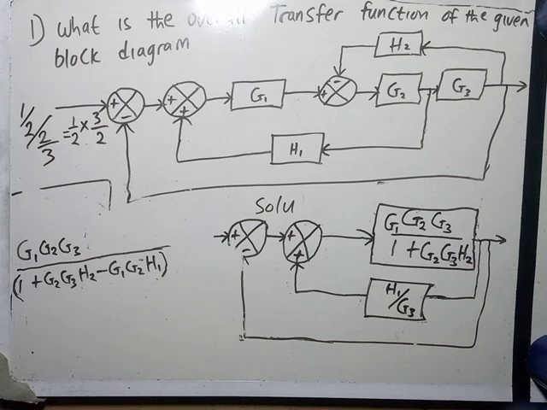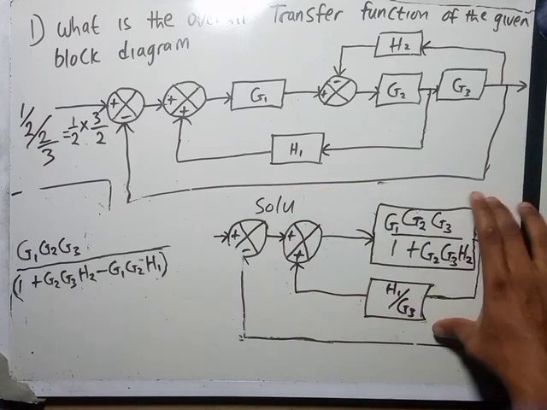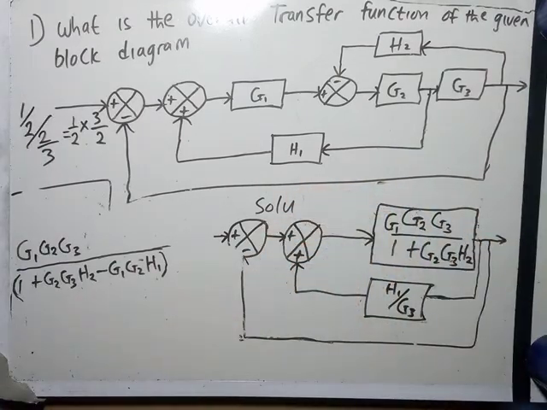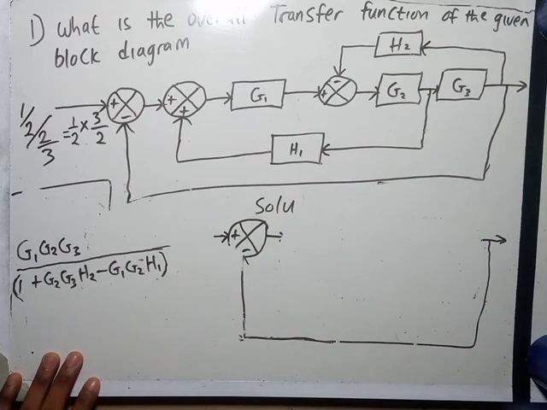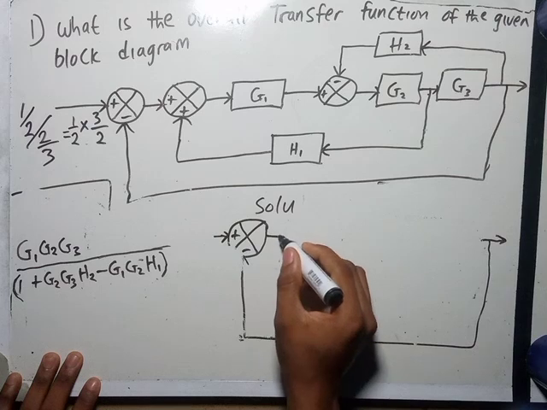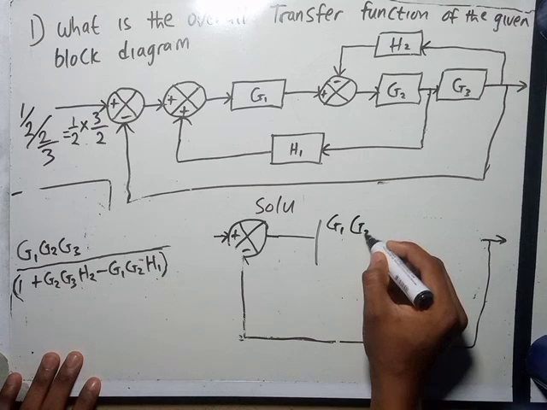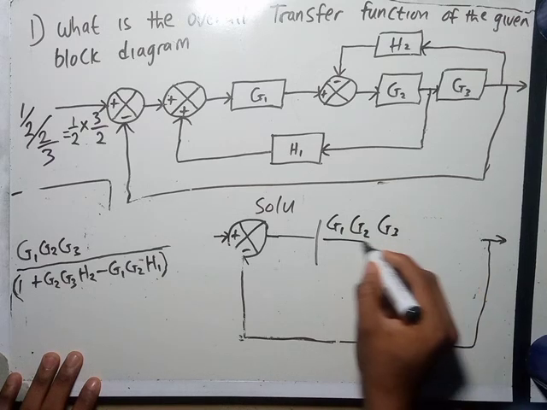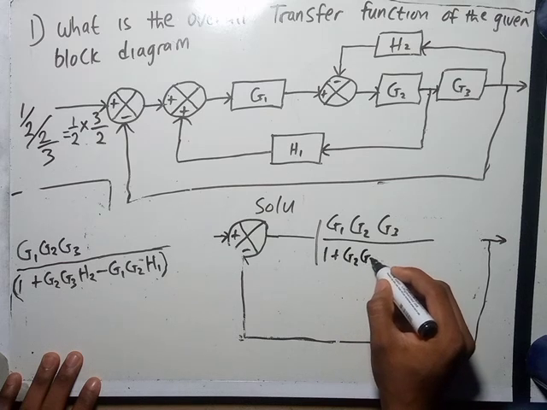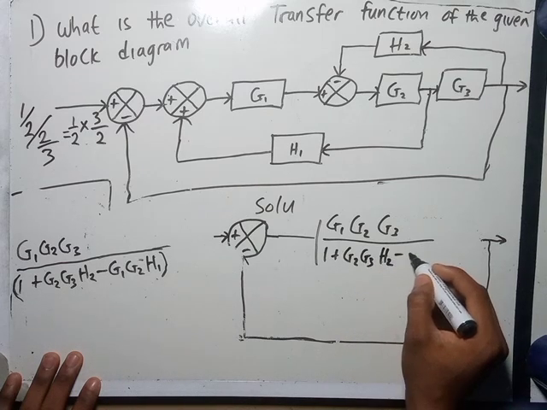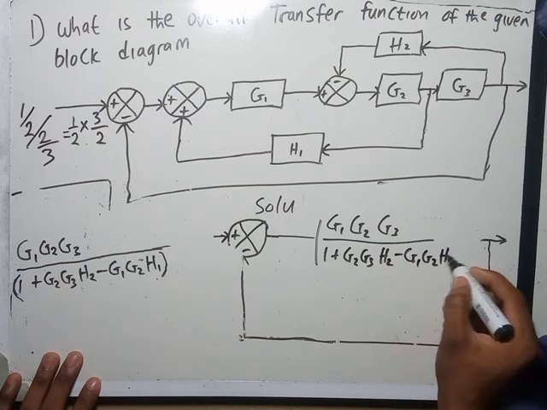So this is going to be our new transfer function for here. So we are going to be removing the whole of this and putting this in place. So the whole of this is going off. Then we have G1, G2, G3 all over 1 plus G2, G3, H2 minus G1, G2, H1.